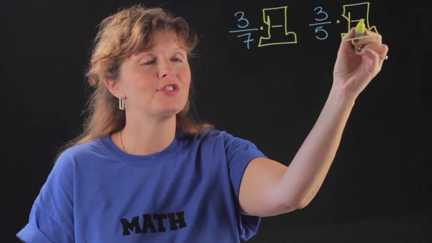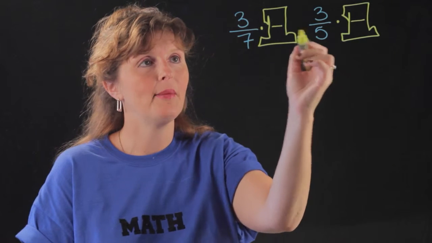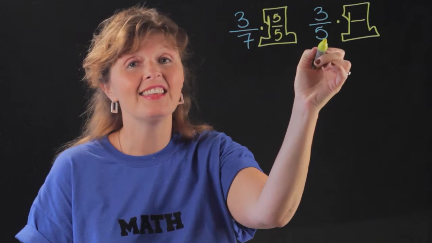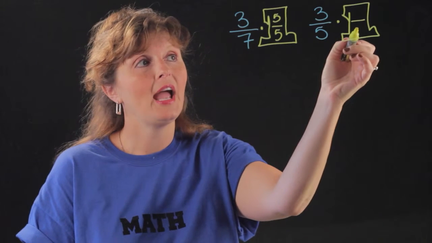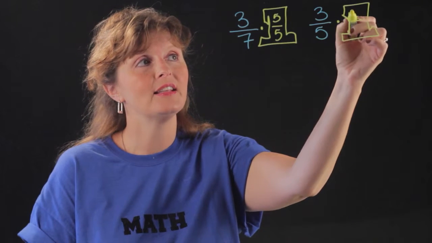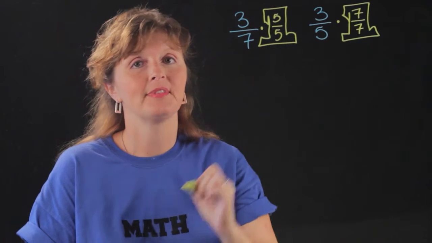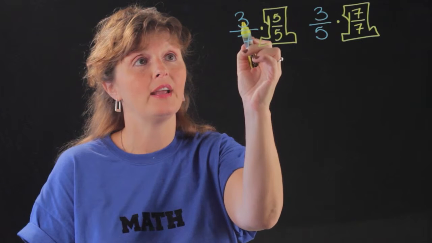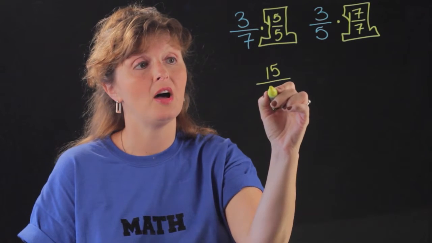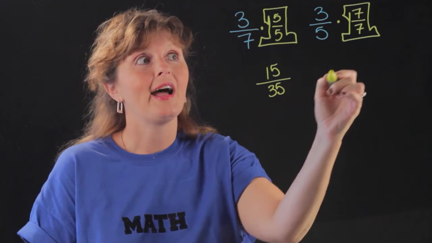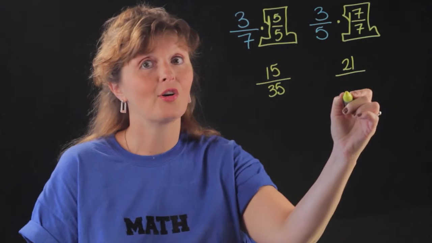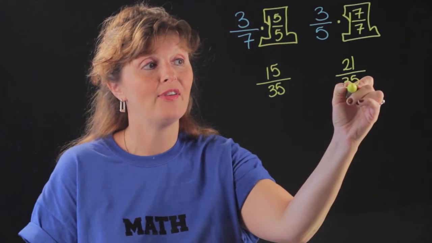Since we want to change them to be similar, I'm going to multiply this one by 5 over 5, stealing the idea from this denominator. And over here I'm going to multiply by 7 over 7, stealing from that guy. So now when I multiply across the top and get 15 and multiply across the bottom and get 35, I look over here, I multiply across the top and get 21, across the bottom also 35.